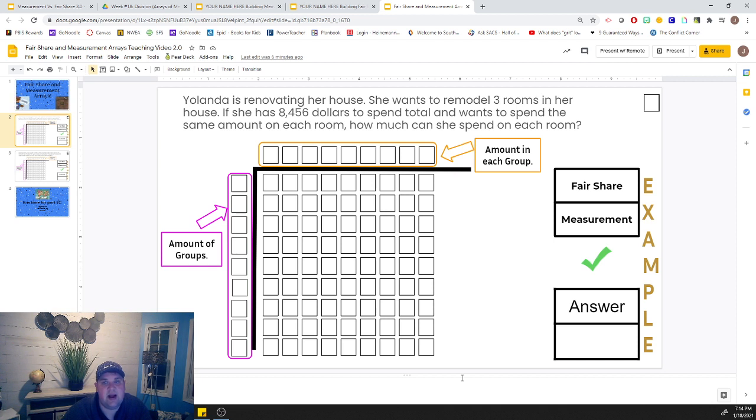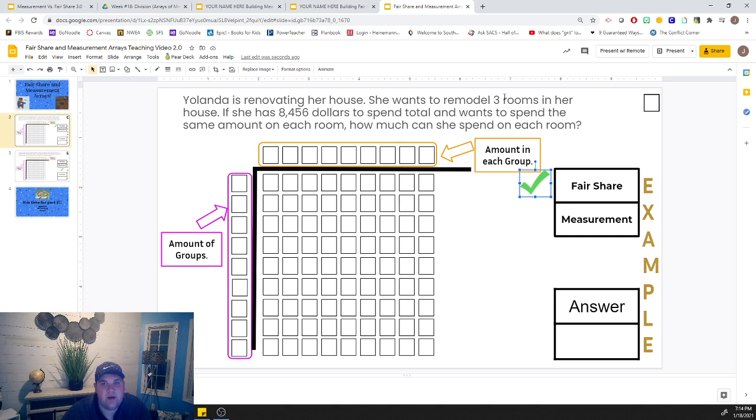So as I think about this problem, I know that she has 3 rooms in her house. I know that she has $8,456. I don't know how much she wants to spend in each room. And this time the rooms are the groups. And because I don't know how many dollars she will put in each room, but I know how many rooms there are, this is a fair share problem. So I'm going to go ahead and mark fair share. Now I'm going to come over to the array and think about how I will solve this.